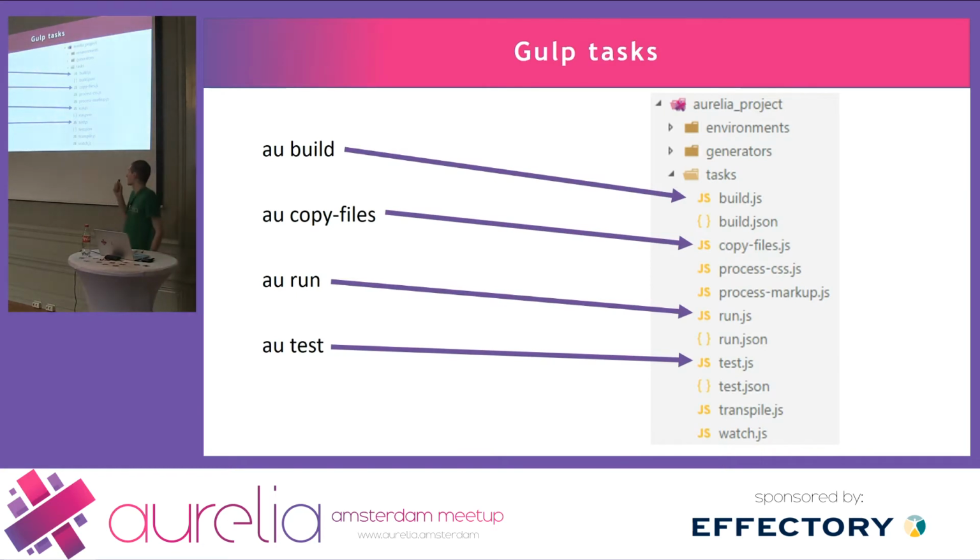So I mentioned the tasks folder. In there are the Gulp tasks, as I've mentioned, and you can call them using the au command. So if you want to run the build Gulp task, then you do au build. If you want to run the test Gulp task, you run au test. Which means that you can also create your own Gulp tasks and execute them via the au command.